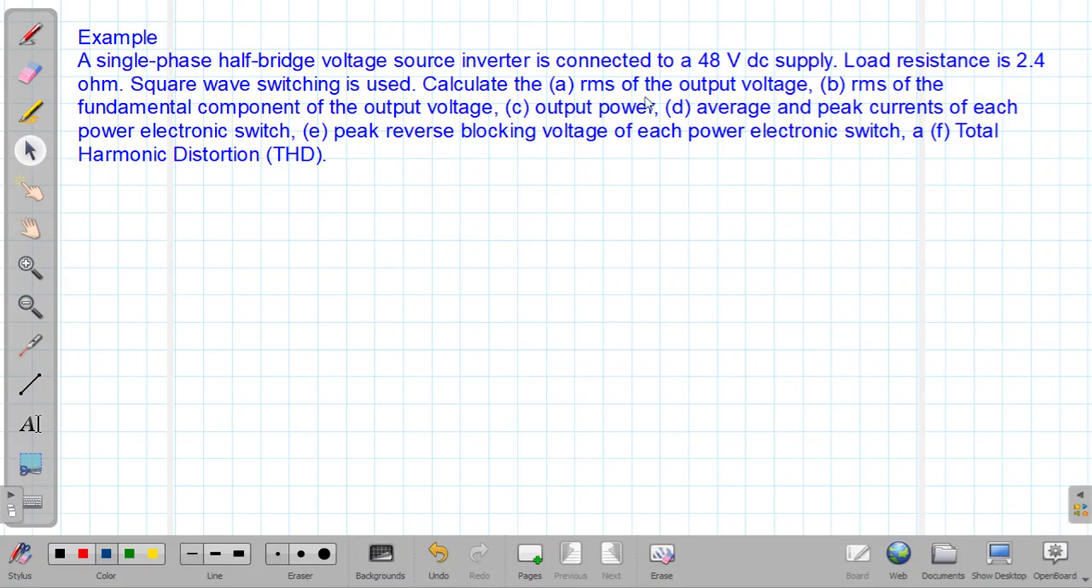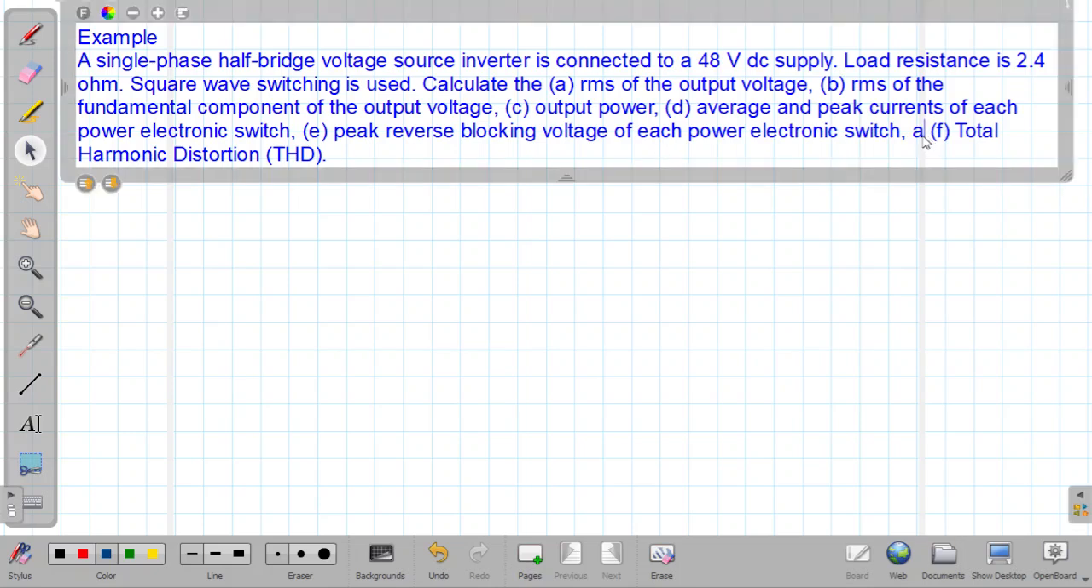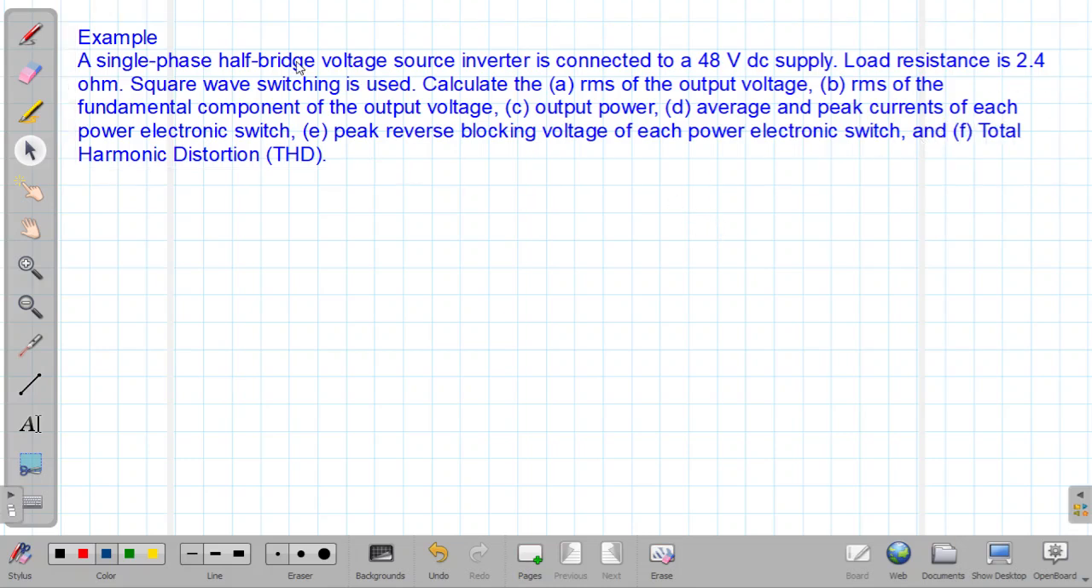You are asked to calculate the RMS of the output voltage, RMS of the fundamental component of the output voltage, output power, average and peak currents of each power electronic switch, then peak reverse blocking voltage of each power electronic switch, and finally the total harmonic distortion. Okay, so we will discuss the question.